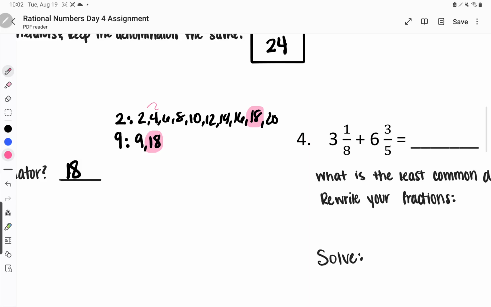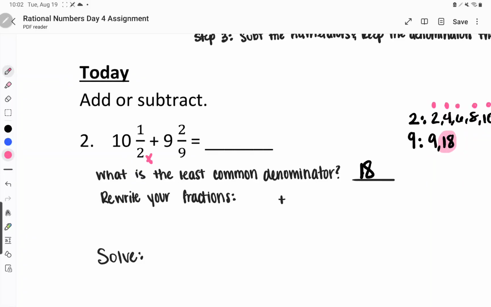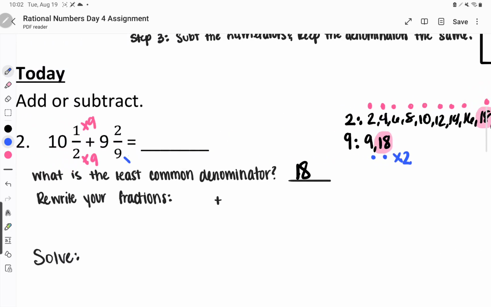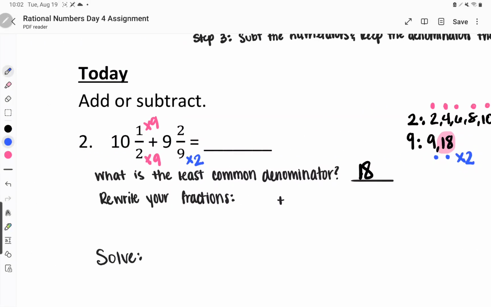When we do this, we multiply 2 times what to get to 18? 2 times 1, 2, 3, 4, 5, 6, 7, 8, 9. So we would do 2 times 9. And if I multiply 2 times 9, what else do I multiply times 9? The 1 times 9. And then for our 9, we would multiply that by what? 1, 2. So I'll multiply my 9 times 2. And then if I multiply 9 times 2, what else do I multiply by 2?